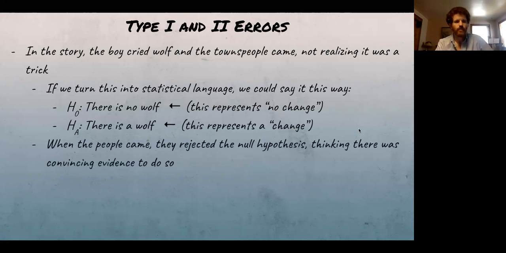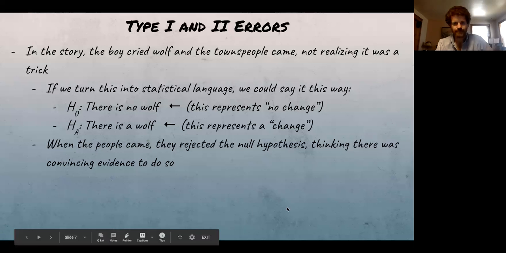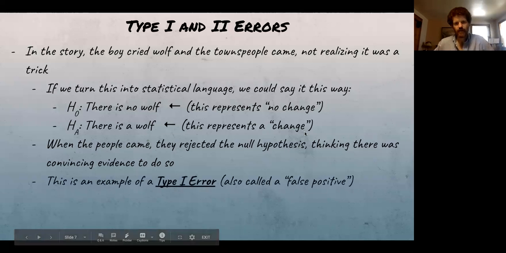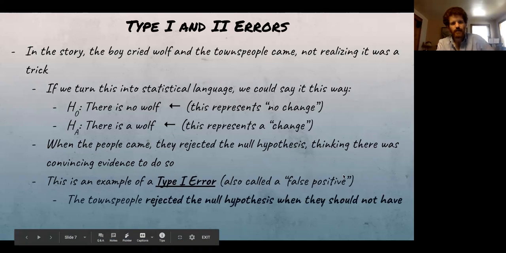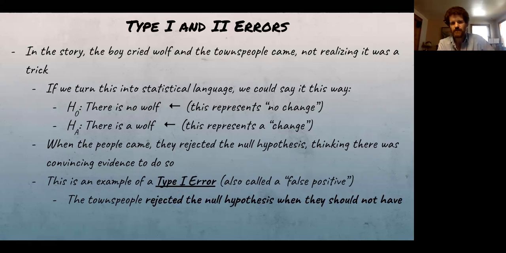Okay, so when the townspeople came running, they rejected the null. They rejected the idea that there is no wolf, and decided that there is a wolf. And there was some pretty convincing evidence to do so. They heard someone crying that there was a wolf coming. So this is an example of a type 1 error, also called a false positive. The townspeople rejected the null hypothesis when they should not have.